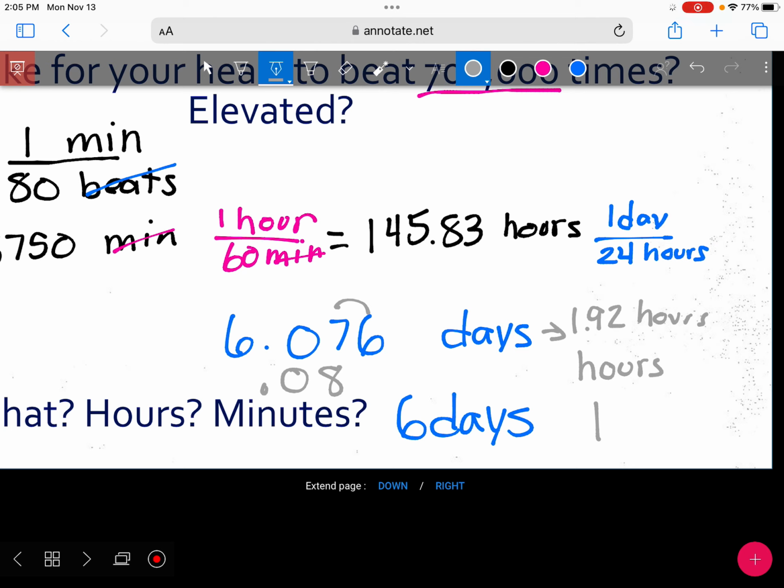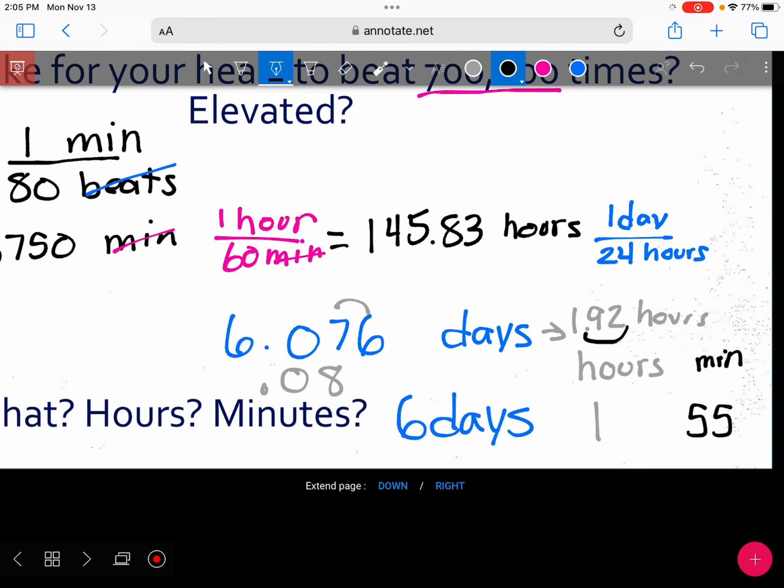So then I want to find out the number of minutes. We're going to look at our decimal here to get specific. 0.92 of an hour is going to be about 55 minutes. We're not going to go into seconds because we rounded a couple of times. But so for my heart to beat 700,000 times would be 6 days, 1 hour, and 55 minutes.